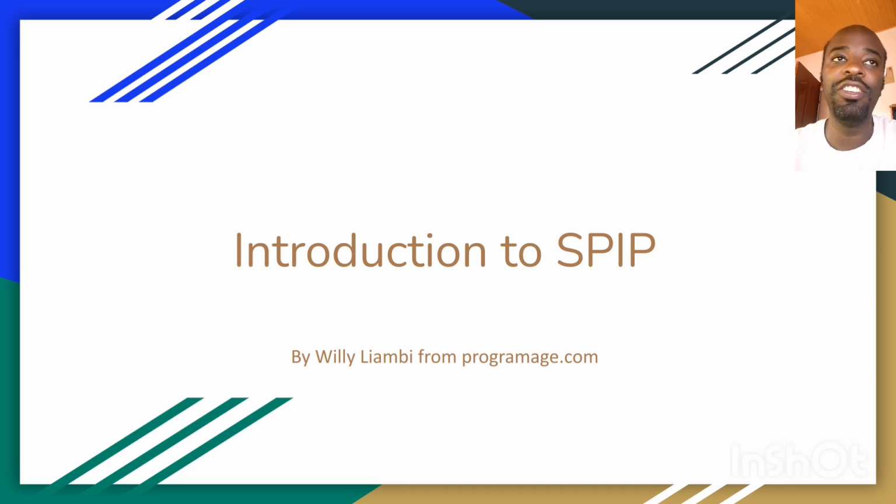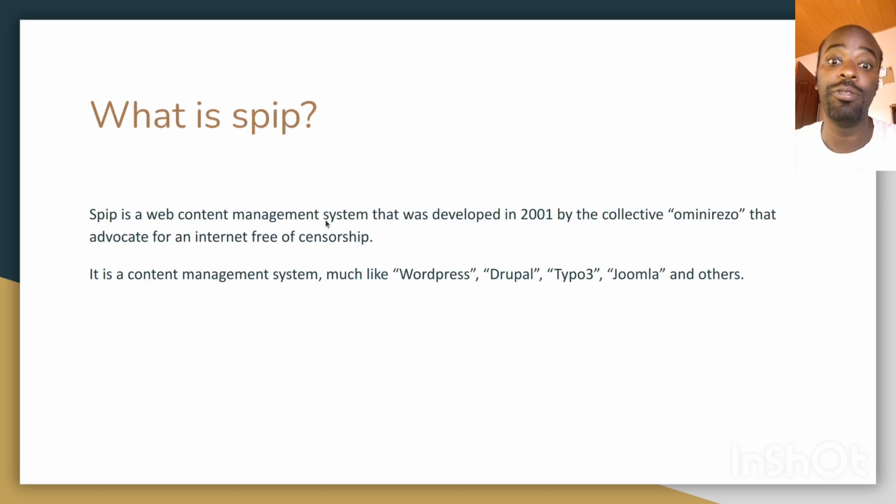So in the previous video we had a brief introduction about Spip. We saw what Spip was, and we are going to continue right now with the introduction. Spip is a web content management system. It was developed in 2001 by the Collective Omni Réseau. It advocated for internet free of censorship. We all saw that in the first video.